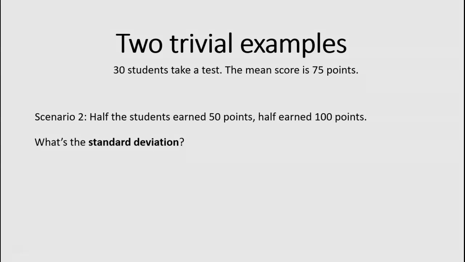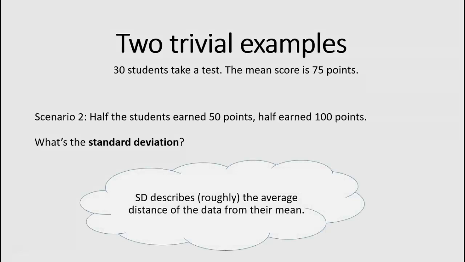Well, we will think again about what the standard deviation is supposed to tell us. The standard deviation describes the average distance of the data from the mean. In this case, every single test score was 25 points away from the mean. It was either a 50, which is 25 points below the mean, or 100, which is 25 points above the mean. So it should come as no surprise that the standard deviation from the mean of this data is in fact 25 points.